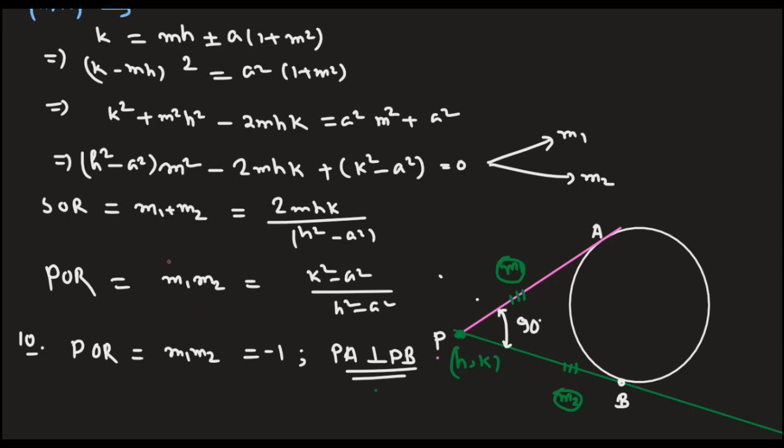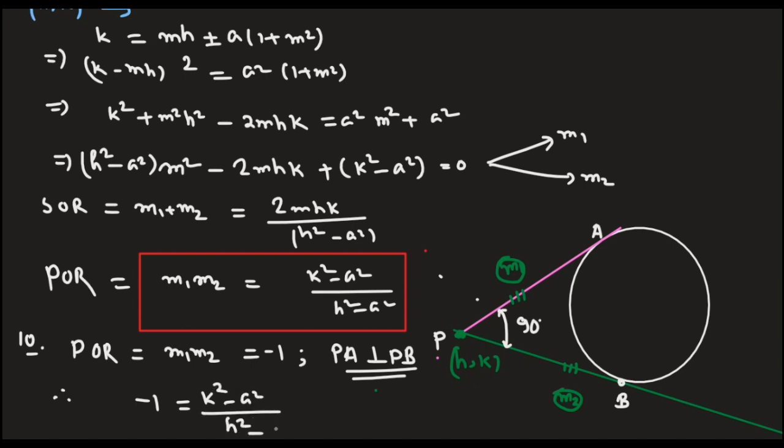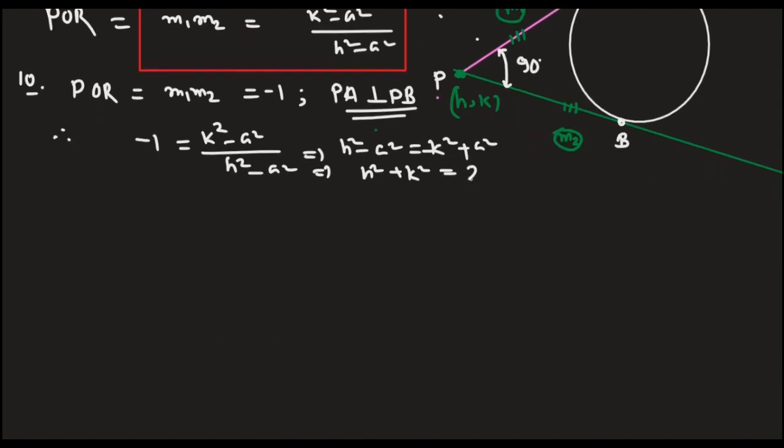Our conclusion is, using the results we have here, the product m1 m2 is minus 1. So minus 1 is equal to k square minus a square divided by h square minus a square. So h square minus a square is equal to k square minus a square with a negative sign, and this will be positive. So we can say that h square plus k square is equal to 2 times a square.